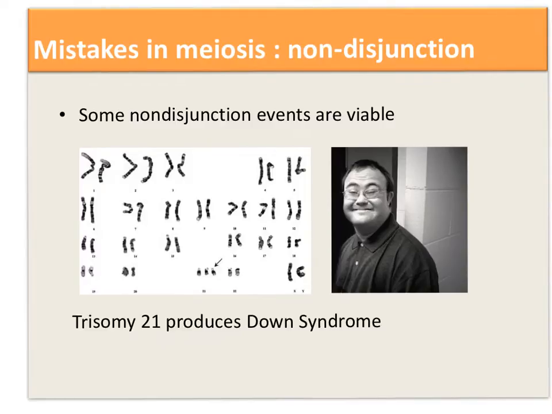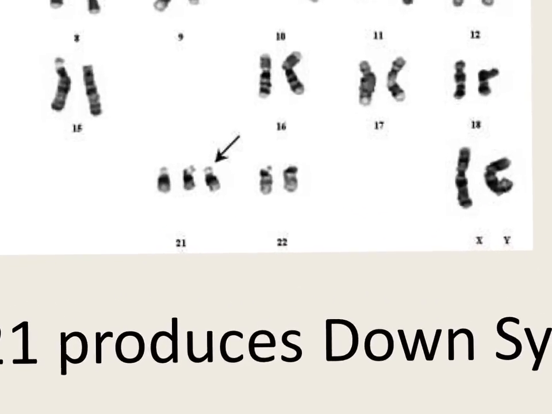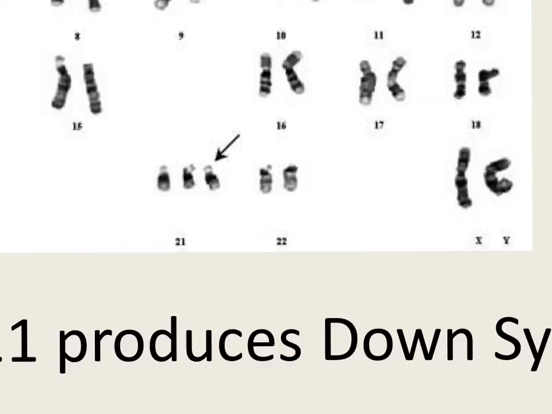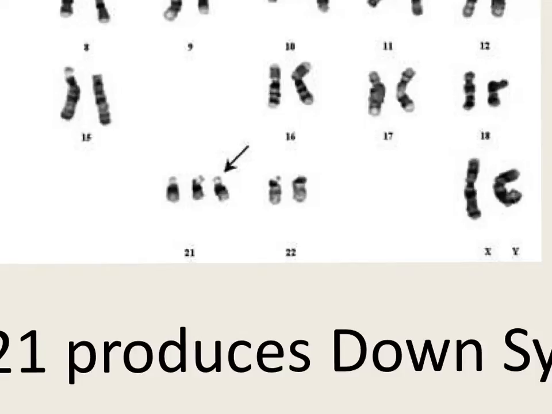So here's 21 down here. And during meiosis, he ended up with 3 copies, okay? An extra one. Okay, so now, if it had just been 1 copy instead of 2, it would have been lethal right off the bat.